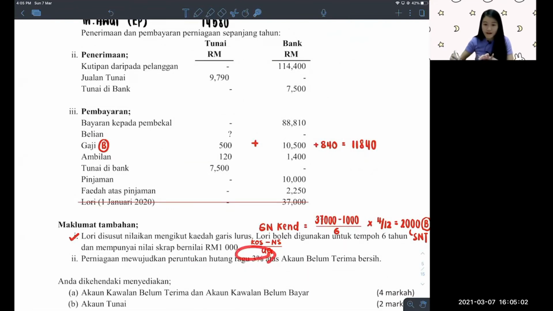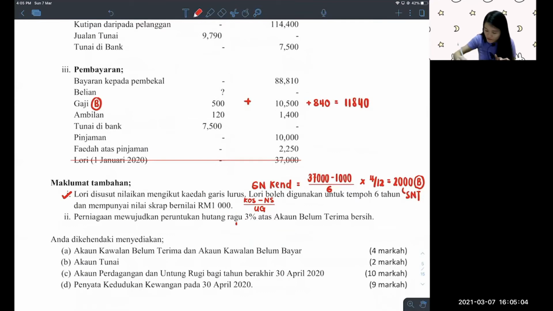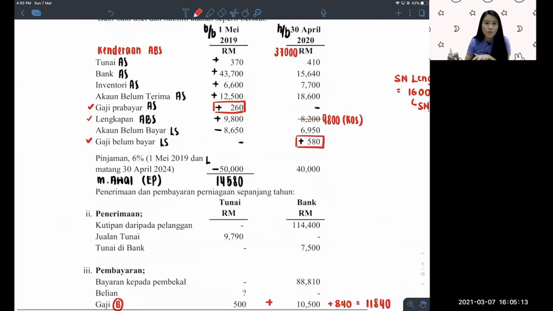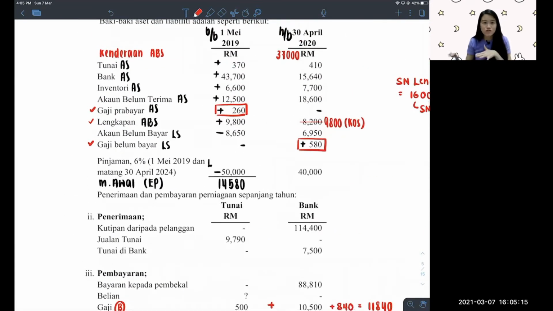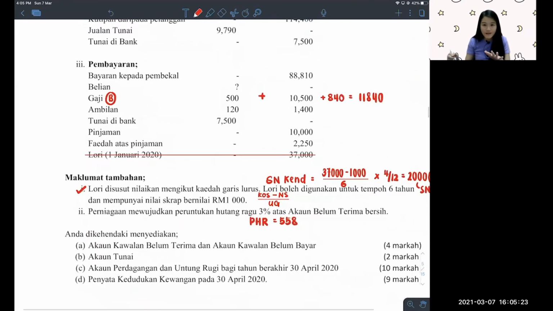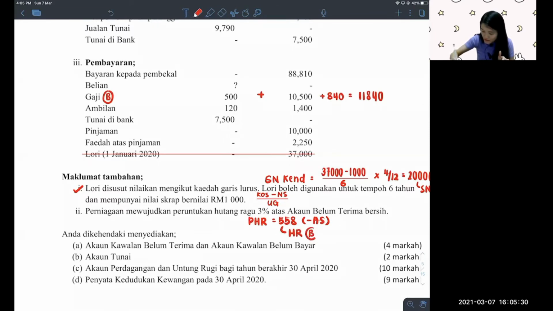Can you guys get 558? So that one you have to write by yourself because this question has no old PHR. If there is old PHR, it should be shown under the Baki list. Again, why? Because this Baki here is all showing asset dengan liability ma. If got, it should be here because PHR is a negative asset semasa. Okay, so don't have, yeah? We just put 558 negative AS, and at the same time, it will be our HR that is a belanja.